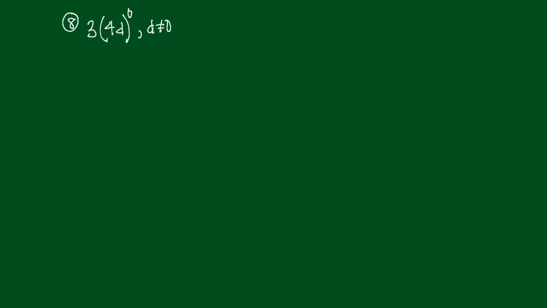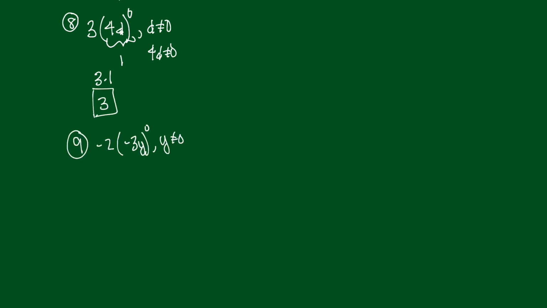Now, in this problem, we've got 3 times this quantity here, 4d raised to the 0 power. The problem tells us to assume that d is not 0. So if d is not 0, 4 times non-zero is non-zero. That means that 4d is not 0. So the base here is not 0, so this part right here is a 1. So we've got 3 times 1, which is 3.